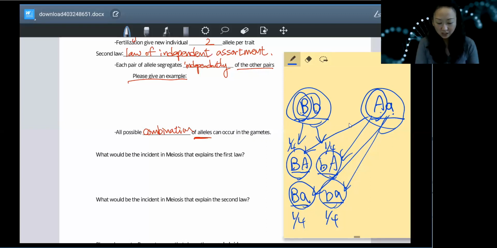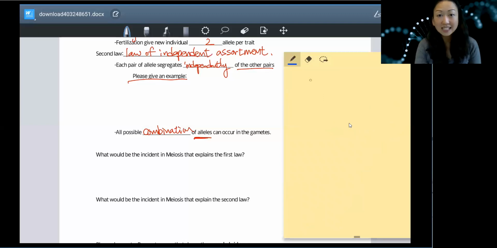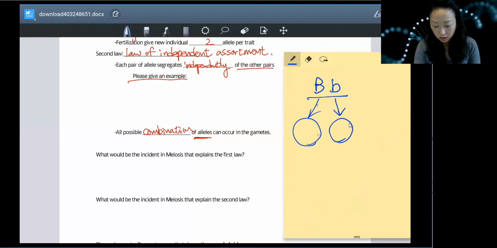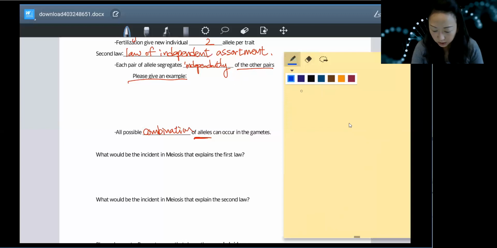Okay, now let's talk about what incidents that you have learned in meiosis can actually contribute to the first law. What is the first law again? Right, law of segregation, that big B and small b, alleles of the same gene, will go into separate gametes. I don't keep them in the same gametes. Do you remember when this happens? Well, let's think back. Where would they live?